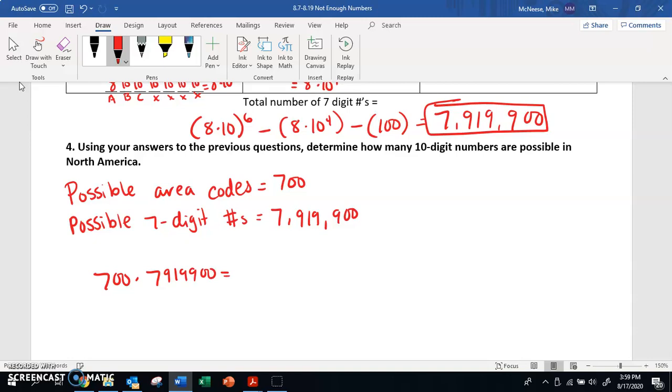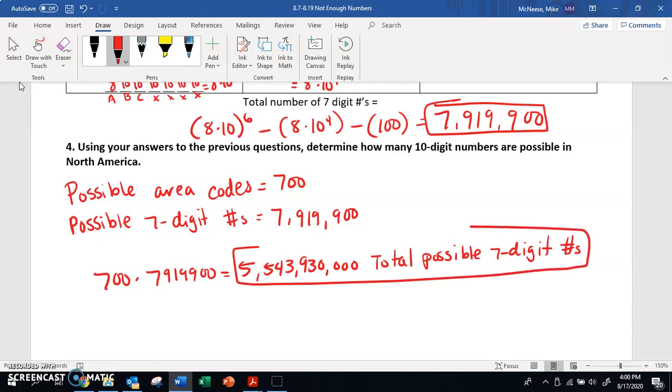And so what we need to do is we just need to look at 700 times 7,919,900, and we get 5,543,930,000 total possible numbers. So that is the total number of possible 10-digit numbers. Oh, excuse me, not 7-digit. 10-digit numbers that we can have based on the parameters and the restrictions that they gave us.